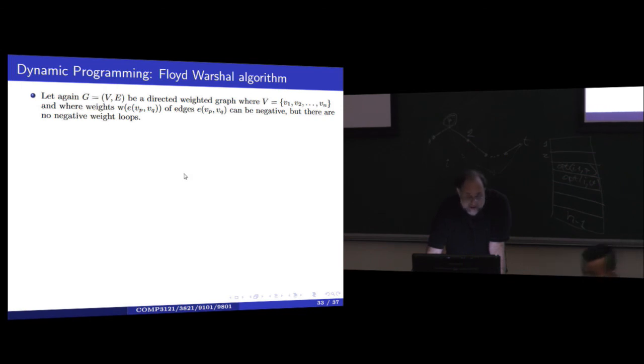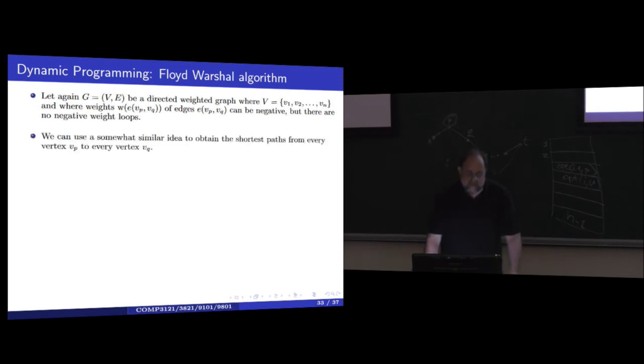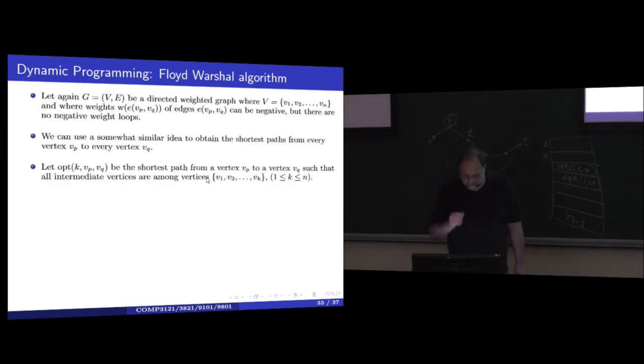The assumption is again that there are no negative weight loops. In this case, you can use a similar idea to obtain the shortest path from every vertex VP to every other vertex VQ. And the idea is, again, relaxation. You constrain the subproblems so that they allow simple recursion. What will be the constraint? You are going to recursively compute the optimal solution from any vertex VP to any vertex VQ, right?